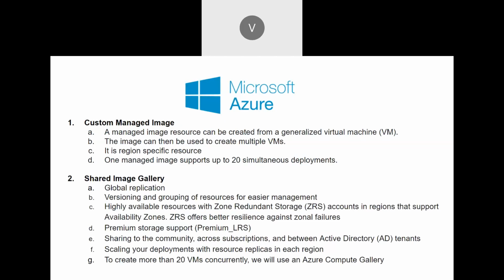The other one is that shared gallery images are zone redundant, so they are available across availability zones, which makes it easier to provide the service in the case of zone failures. And it supports premium storage. So if you are planning to use this storage option, it is supported. Then there is sharing.